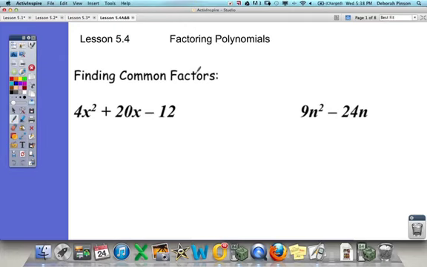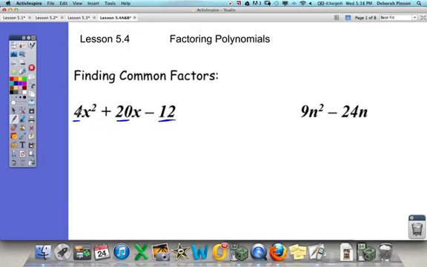Okay, so the first kind of factoring we're going to look at, and we're going to look at a total of maybe 4 types or so, is finding a common factor. Now, what finding a common factor means is that we're just looking to see if there's a number that goes into all of these terms. Now, it could be a number or it could be a variable.